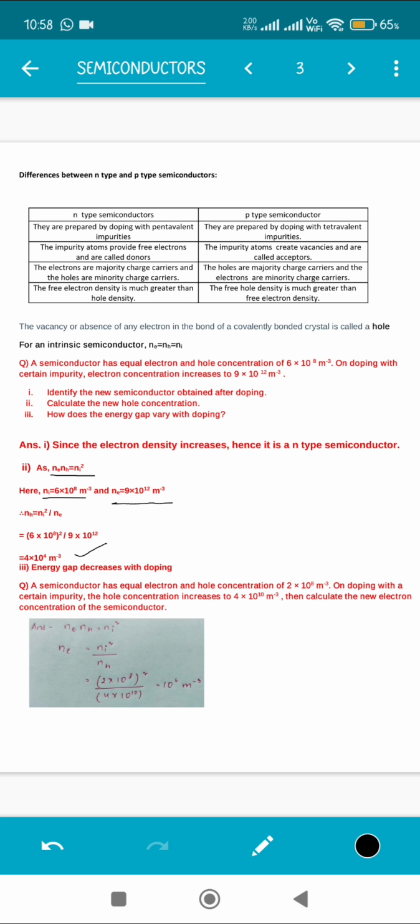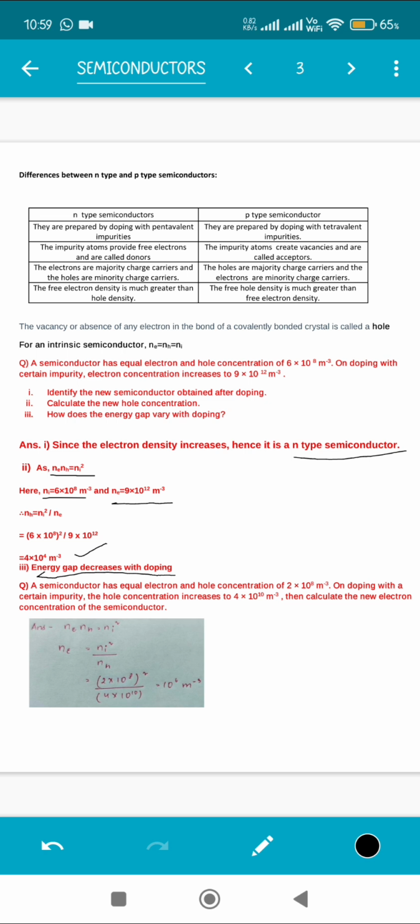So the first question was to identify the new semiconductor obtained after doping. We see that the electron concentration is increasing. That means it is an N-type semiconductor. And what is the third question? How does the energy gap vary on doping? Always, energy gap will decrease on doping. Since energy gap is decreasing, conduction will be better. Okay, energy gap is less, that means electrons can jump very easily to the conduction band and they can conduct. So whenever there is doping either by pentavalent or trivalent impurities, there will always be decrease in the energy gap. Okay, so energy gap decreases on doping.